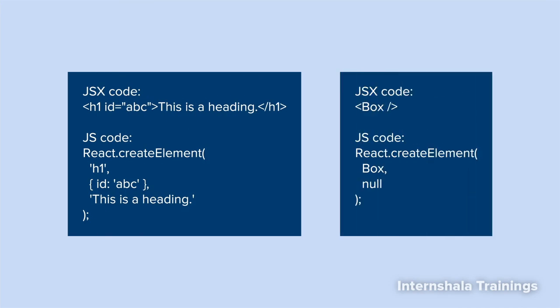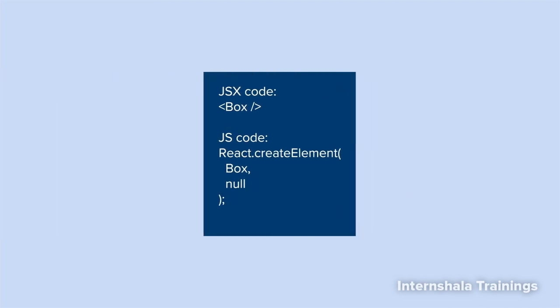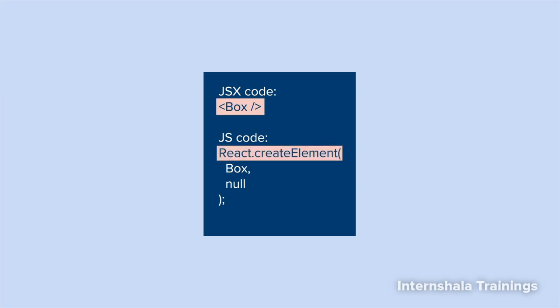Now the next part is a bit tricky, so please pay more attention. Let us go away with this code to focus only on the component. We've already seen that a JSX tag gets converted to the React.createElement function by Babel. Likewise, this component JSX tag is also converted to the React.createElement function like this.